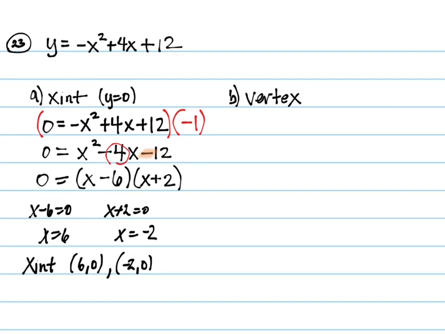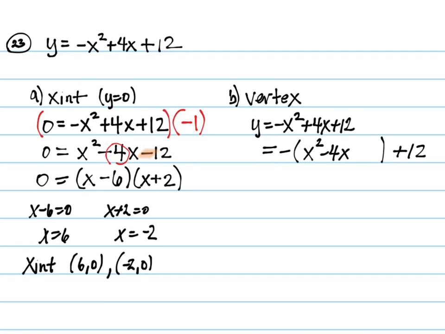Okay, vertex. How do we find the vertex? There are other ways, but we have only talked about one way. And the way we talked about was to complete the square. Okay? So I have y equals negative x squared plus 4x plus 12. To complete the square, we would factor out the negative, which leaves me with x squared minus 4x, and we would pull out the 12 at the end.